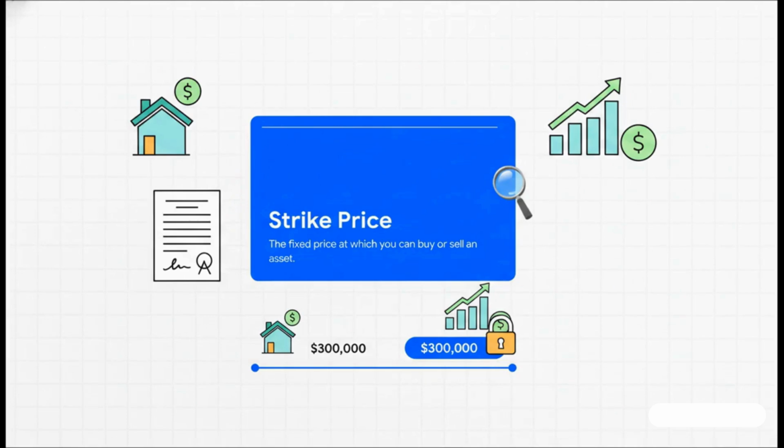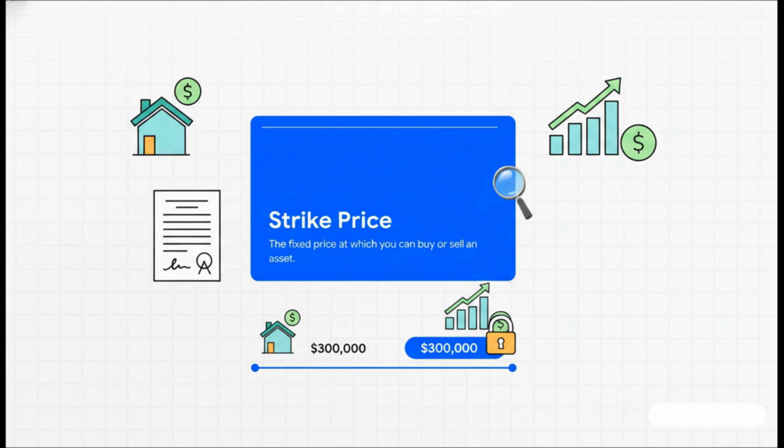So when we strip away all that confusing financial jargon, the definition is actually really simple. A strike price is just the fixed price at which you can buy or sell an asset. Think of it kind of like signing a real estate contract. Let's say you sign an agreement to buy a house for $300,000 next month. That price, it's locked in. Even if a massive, fancy shopping mall gets built right next door and the home's value skyrockets overnight, your contract absolutely guarantees you that original $300,000 price. That pre-decided locked-in number, that's your strike price.